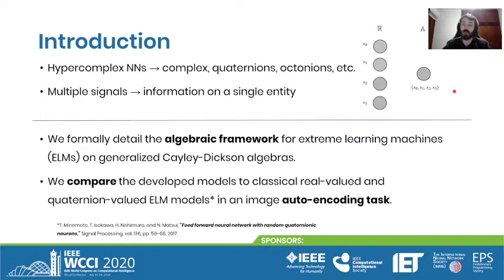In this work, we take a look on a family of algebras, the generalized Cayley-Dickson algebras. We devise a framework to deal with operations in these algebras through real-valued linear algebra computations. We use this framework to extend the concept of extreme learning machines to this family of the Cayley-Dickson algebras, and we also perform an experiment with real-valued neural networks and some Cayley-Dickson neural networks for comparison into an autoencoding task.